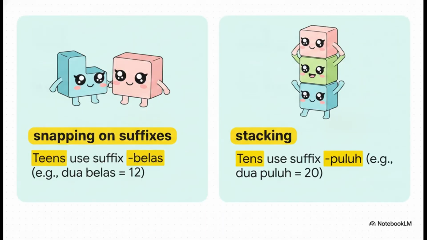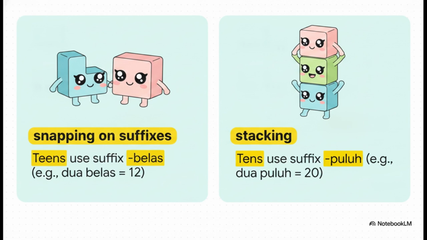And here is exactly why it's automatic. This illustrates the underlying logic of Bahasa Indonesia. Once you know your base numbers, creating larger numbers is just a matter of snapping on the right suffix. It's like Lego. To make a teen number from 12 to 19, you just take the base number and add the suffix belas. For example, 2 is dua, so 12 becomes dua belas.